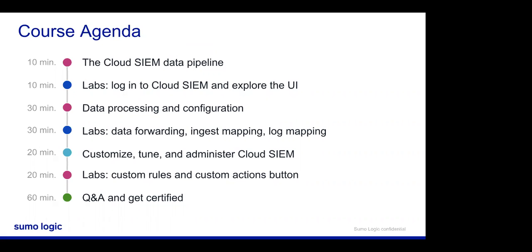Then we'll talk about customizing, tuning, and administering our Cloud SIEM environment. We're going to talk about creating some additional rules. Remember, yesterday we talked about how to create a match rule. Well, today we'll talk about a threshold rule and a chain rule. We'll also talk about how we can modify the custom action buttons.